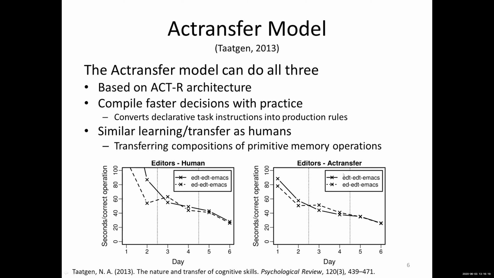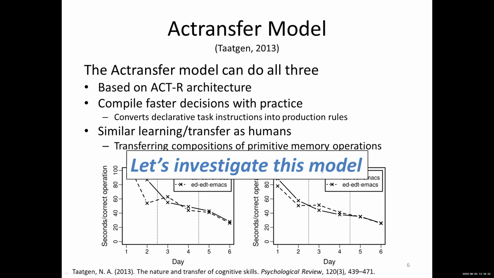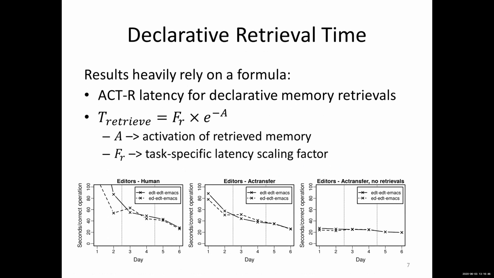So here you can see on the right, the ACT-Transfer agent results for modeling the editor's task. The time scaling isn't quite the same for the first couple of days, but the transfer trends are the same, which was a significant result. So given that this model already exists, let's investigate how exactly it works and what this might imply for doing things in Soar, and if there are things that need to be improved perhaps to make a true general model of human learning. There's always future work.